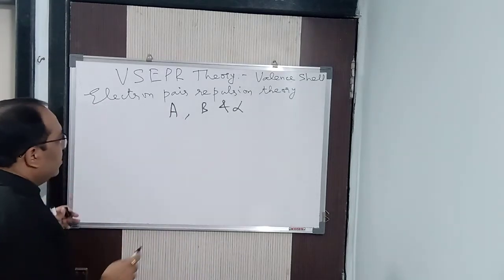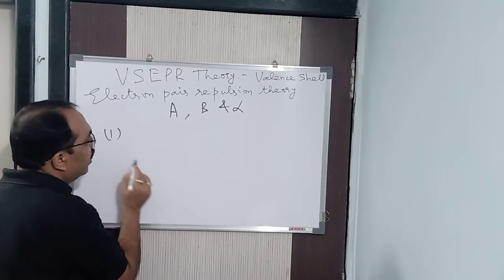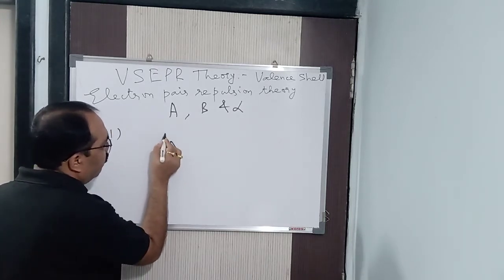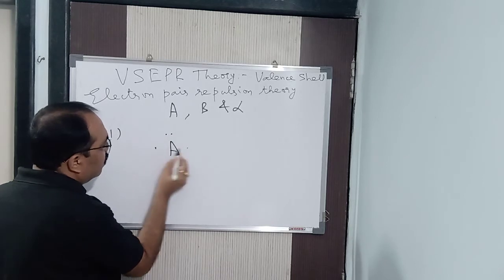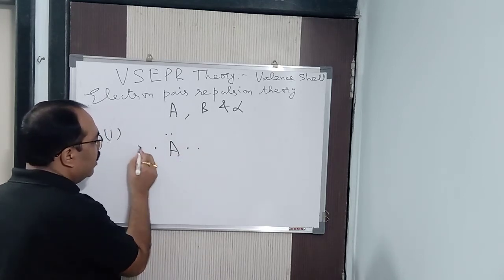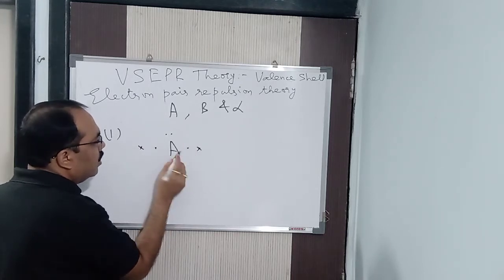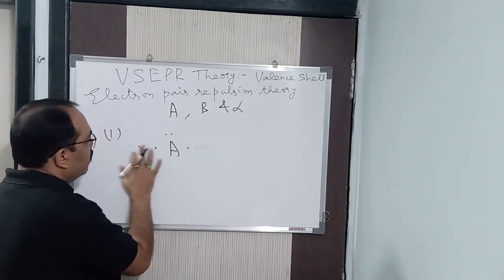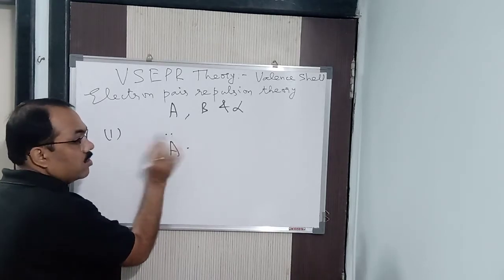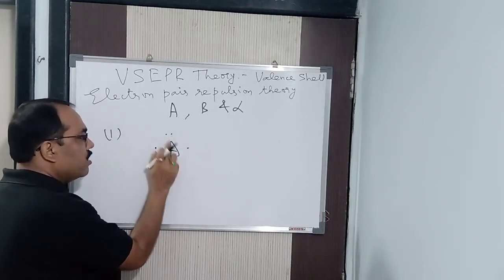The first point: the unpaired electrons in the valence shell of the central atom. The central atom can have lone pairs as well as bond pairs. So this is your unpaired electron, this is your paired electron, as you can see very clearly. This is unpaired and this is paired.